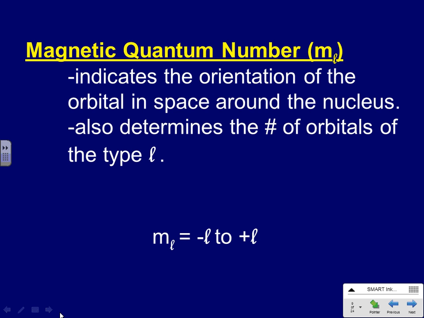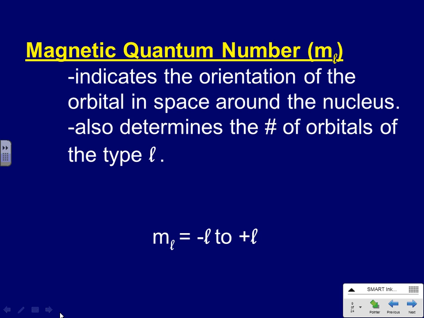Two more quantum numbers. The magnetic quantum number indicates the orientation in space. So it describes where you'd find them with respect to each other. This is actually the one that presented itself with the Zeeman effect, because Zeeman put a magnetic field around the atoms, looked at the spectrum, and the lines would split.